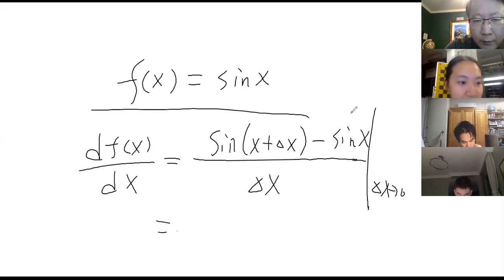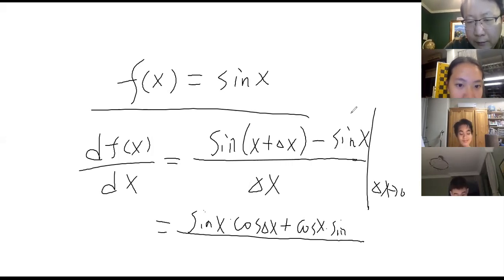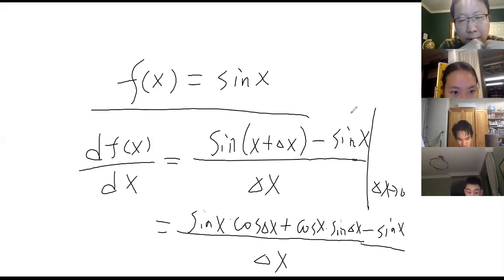So in our case, using the sine rule, it is sine x cosine delta x plus cosine x sine delta x minus sine x, correct? Divided by delta x. Sine, cosine, cosine, sine. Wait, why is that?